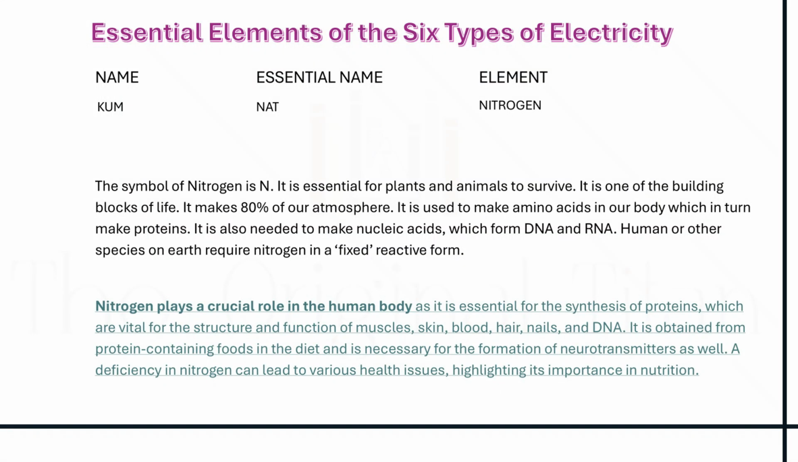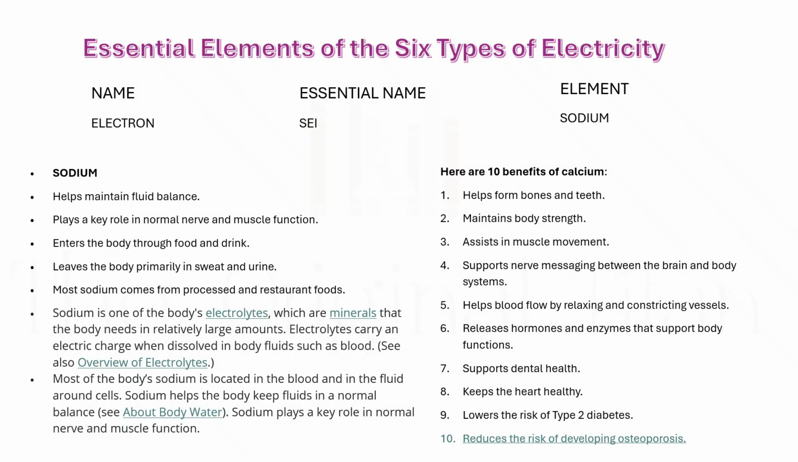And again, Com has the essence name of Nat, and its element is nitrogen. We know how important nitrogen is because it has to do with our DNA, our RNA, our makeup. It is part of the essential role in the human body. Has the essence name of Se. The element is sodium. Sodium helps us to maintain the fluid balance, which is very important.